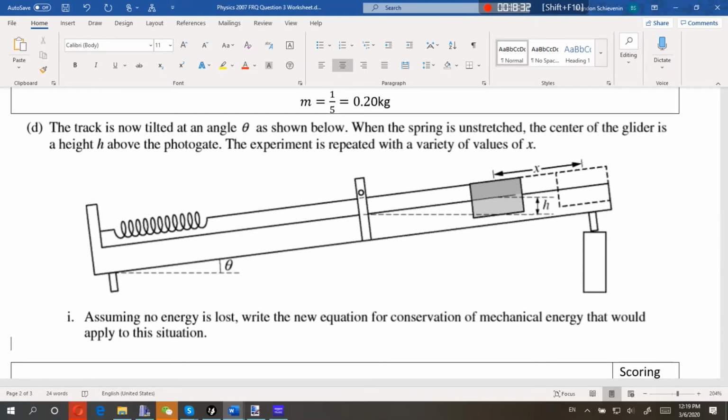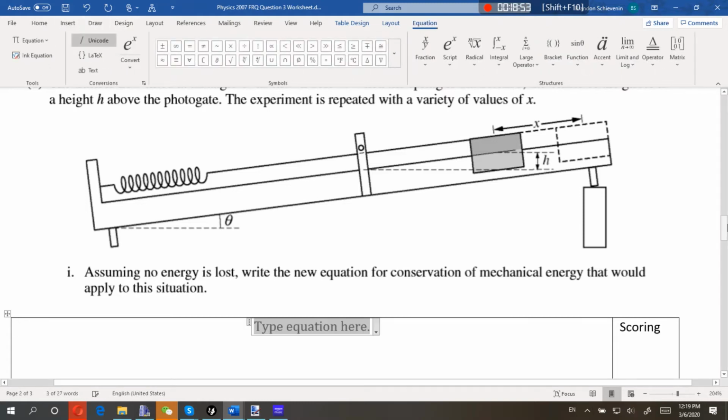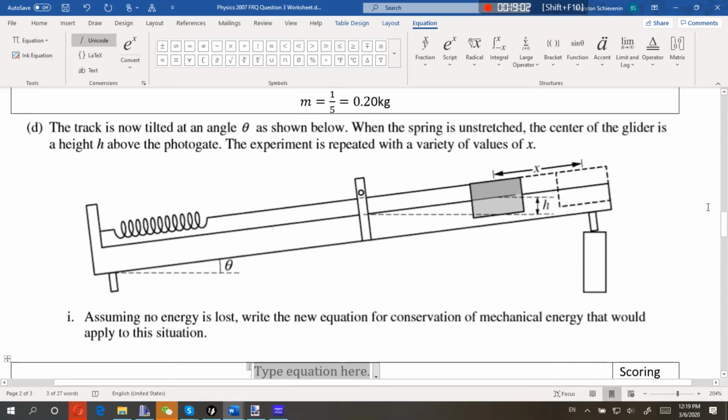So we're going to do the same thing now, only we're going to tilt our track at an angle. When the spring is unstretched, the center of the glider is now at height h over the photo gate. And then we're going to repeat it. If there's no energy lost, what will the new conservation of energy equation be? We're doing D, right? Yes.